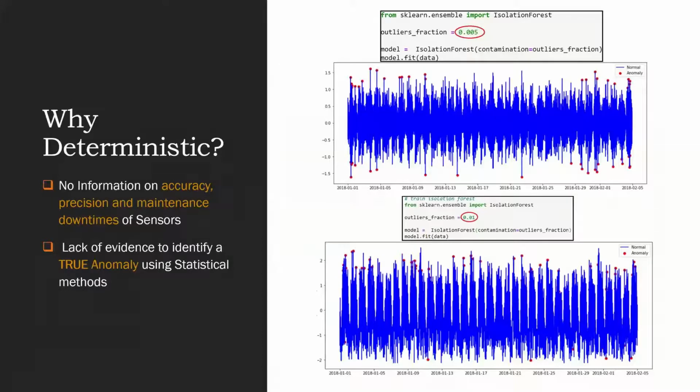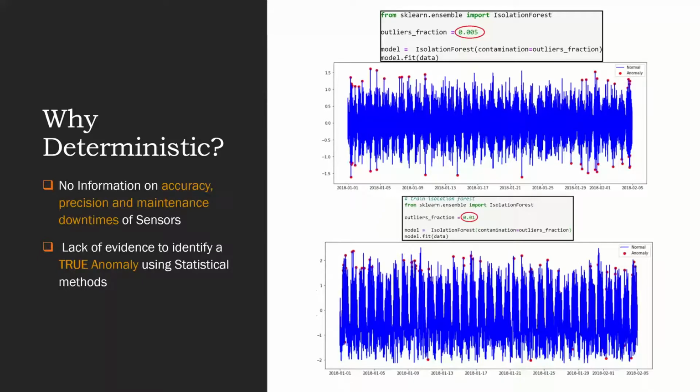Well, the two major reasons that led us to choose this deterministic approach over a probabilistic one are: one, we did not have information about accuracy or precision of the sensors, and if any service maintenance downtime for a sensor would lead to a false anomalous reading.